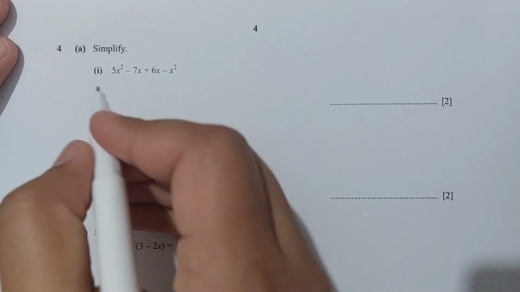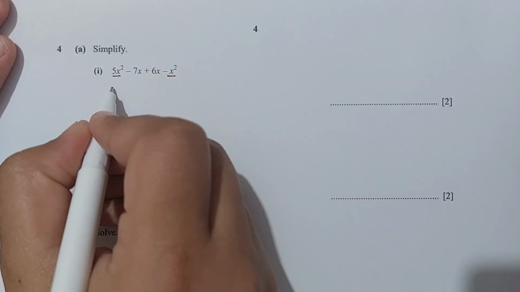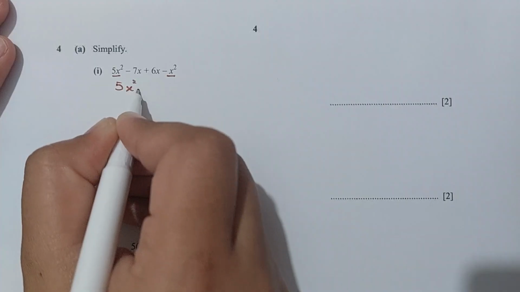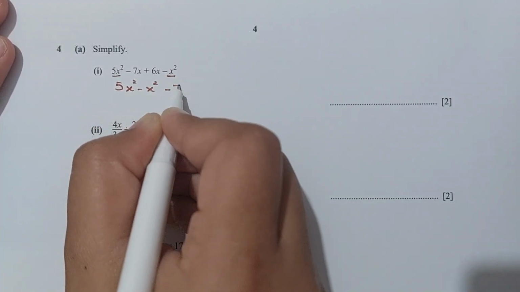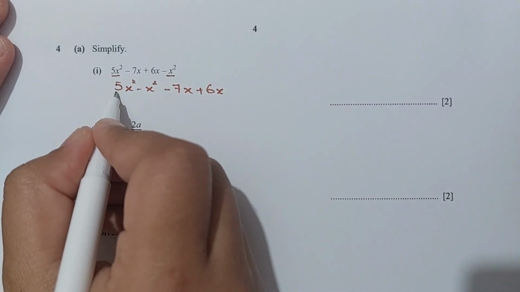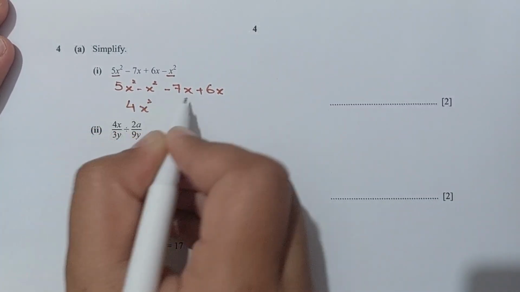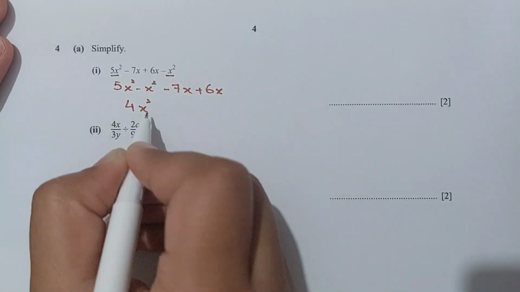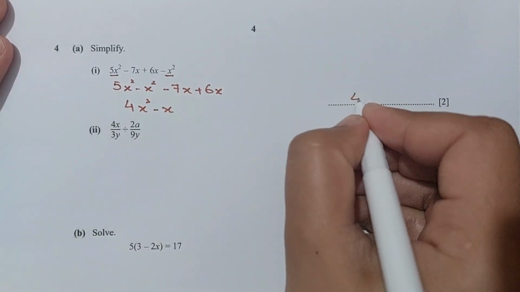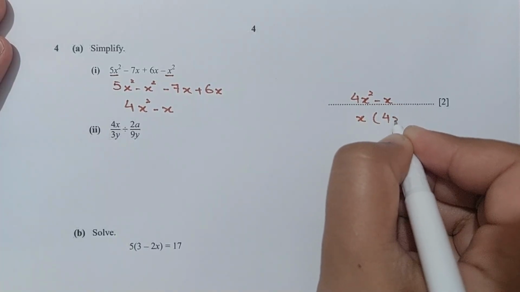Question number 4, part A, we have to simplify this. We have the two x squared terms, which is 5x squared minus x squared, and the two x terms, minus 7x and plus 6x. The x squared coefficients are 5 and minus 1, it becomes 4x squared. The x coefficients are minus 7 and plus 6, so minus x. So 4x squared minus x, or you can take x common, which is x(4x minus 1).